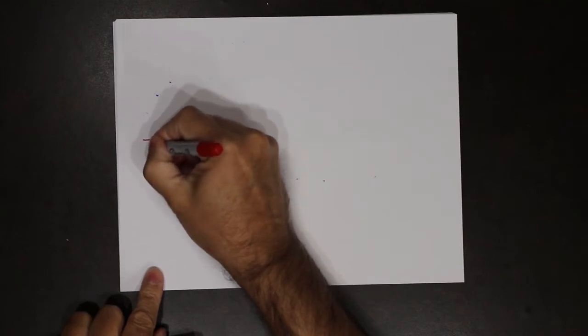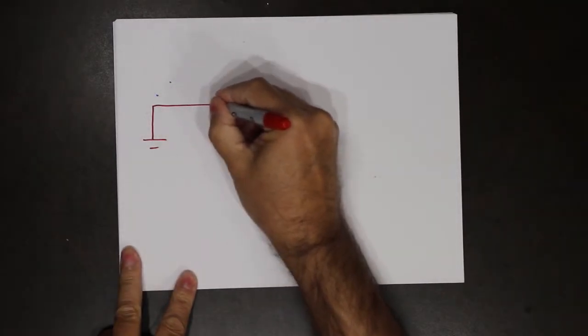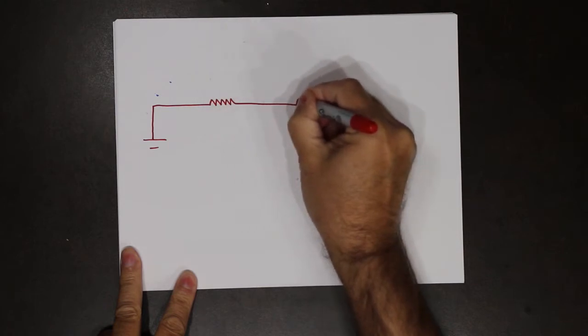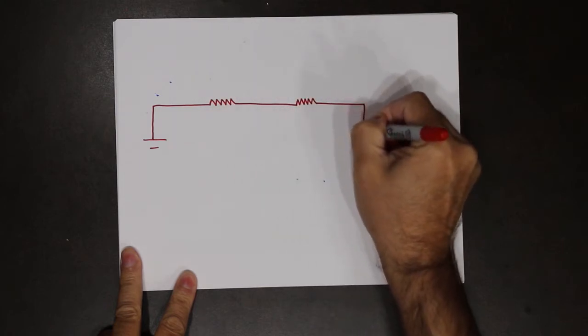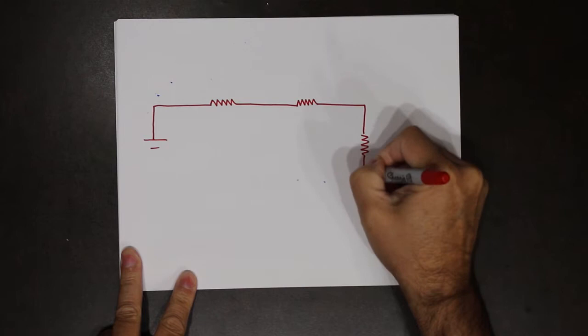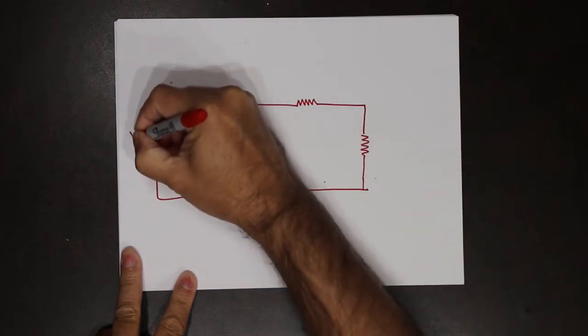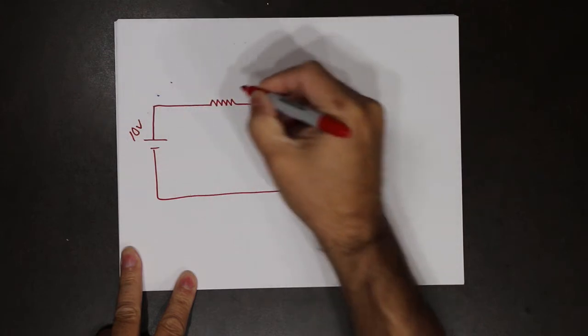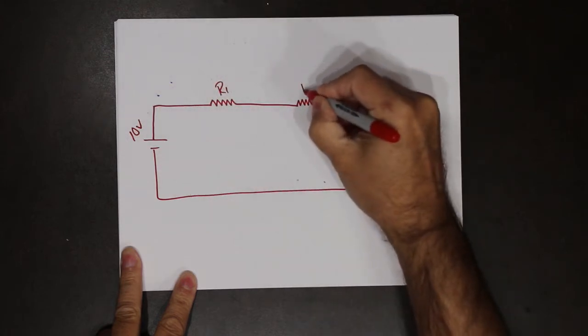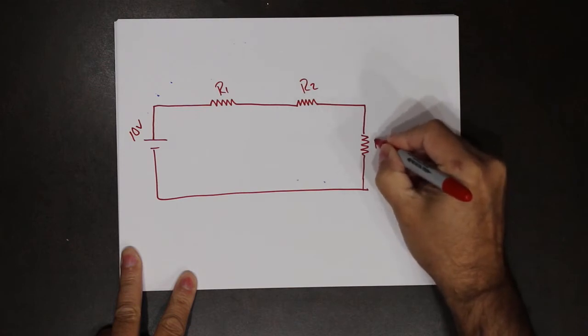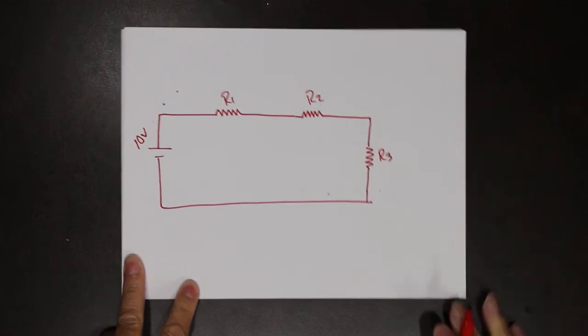So now that we have more than one resistor in a circuit, it changes the way we do our math a little bit when we solve for these circuits. So if I said that this was 10 volts, this was R1, this is R2, this is R3.